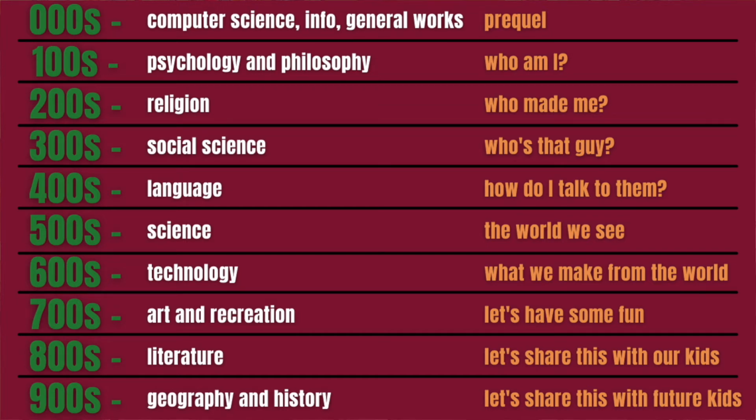Who's that guy? 400s are language. How do I talk to them? 500s are science, the world we see. 600s are technology, what we make from the world. 700s are art and recreation. Let's have some fun. 800s are literature. Let's share this with our kids. And 900s are geography and history. Let's share this with our future kids.